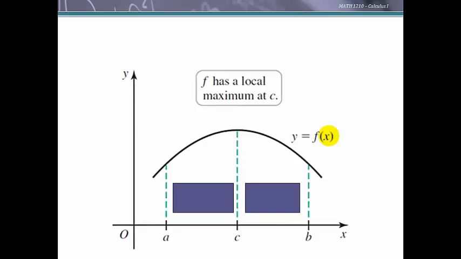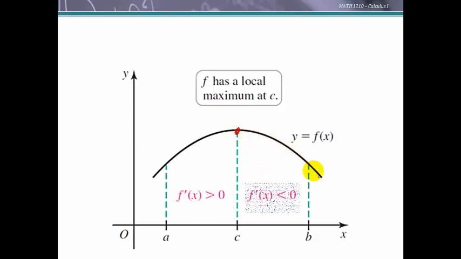Similarly, for a local maximum, if we had a local maximum at C, this is a continuous function from A to B, if the derivative here, if this is going to be a maximum, then the derivative here needs to be positive so that it's increasing. Then it needs to decrease after that, and so the derivative would be negative on the other side.